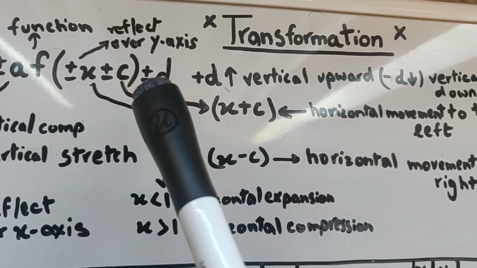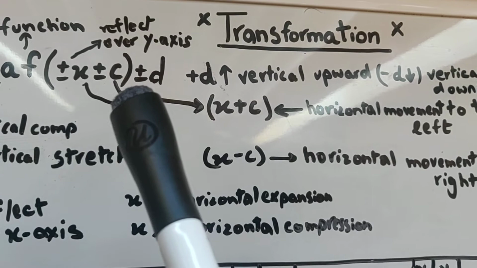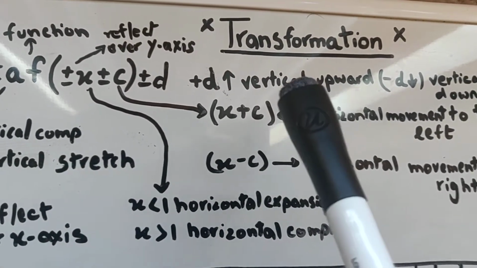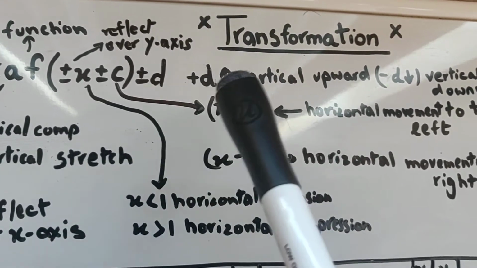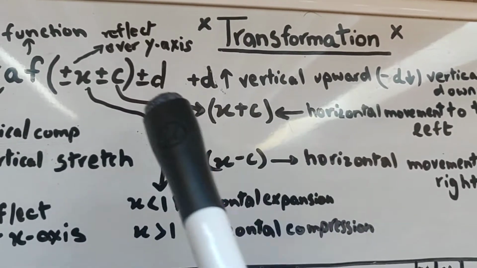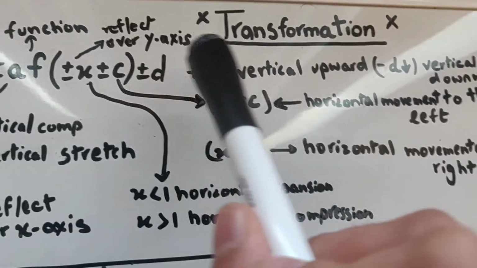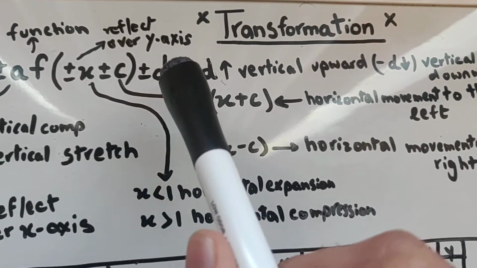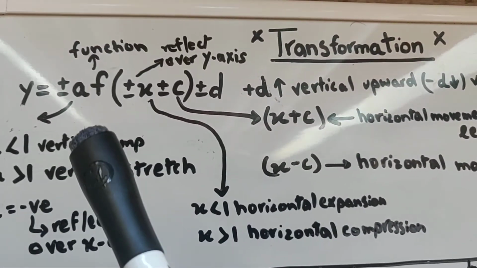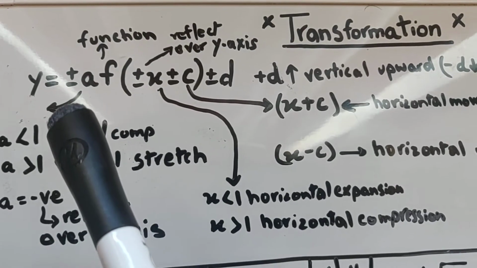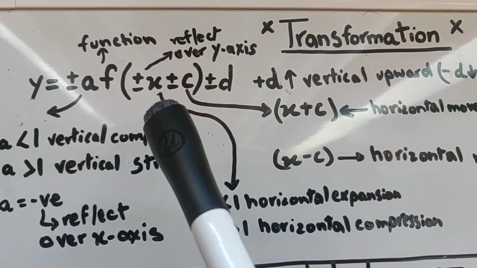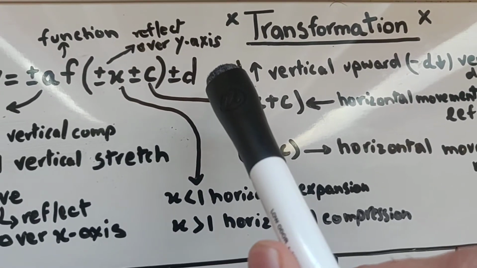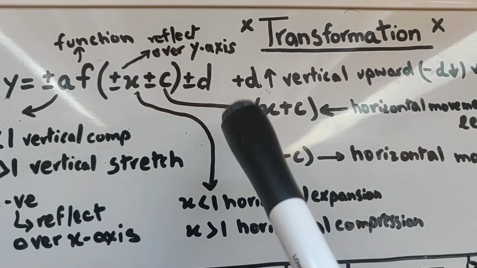Now plus d comes after that. After the bracket, if it's a plus d, it means vertical movement upward. It's simple: positive means movement upward, negative means movement downward. So d indicates a vertical shift. The x plus c inside the bracket is the horizontal shift. And if a is negative, it's a reflection on the x-axis, and if x is negative, it's a reflection on the y-axis.